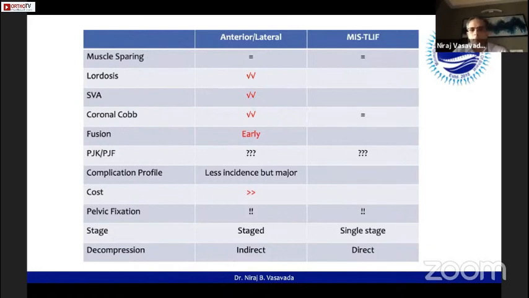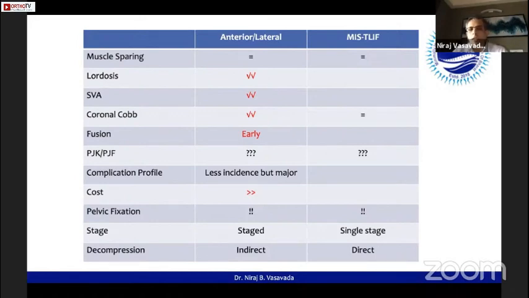The complication profile, generally the incidence is much lesser in anterior, but if it happens, it could be a catastrophic complication, while the MI-TLIF complication profile is more or less acceptable to experienced surgeons. Cost, even with Indian implants, when we compare MI-TLIF and anterior or anterolateral surgeries, I think cost would be slightly higher, and which is a significant factor in our Indian scenario.